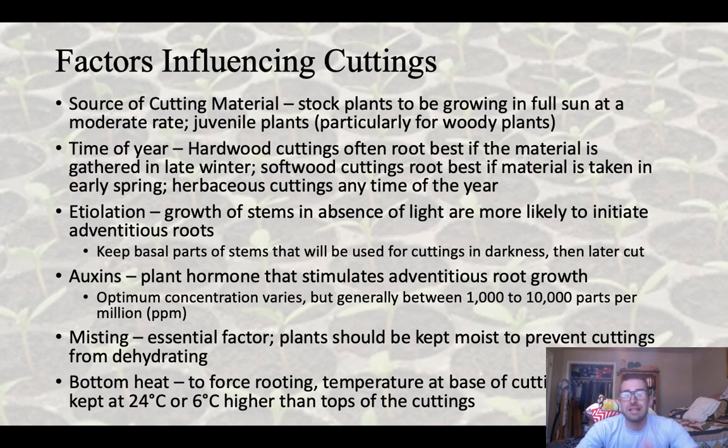Like I said, that drying out, water loss is a big issue with your cuttings, so you want to make sure that they're kept moist to prevent them from dehydrating. And then applying some bottom heat will also help facilitate rooting. Right, and this is stuff that we can investigate in plant propagation this year, which will be pretty fun.